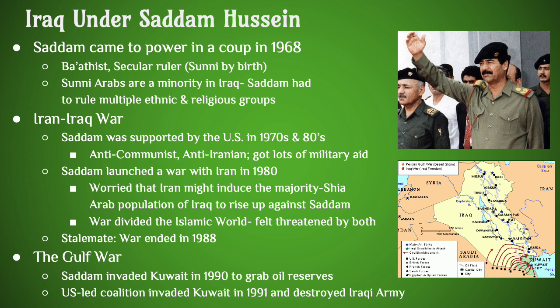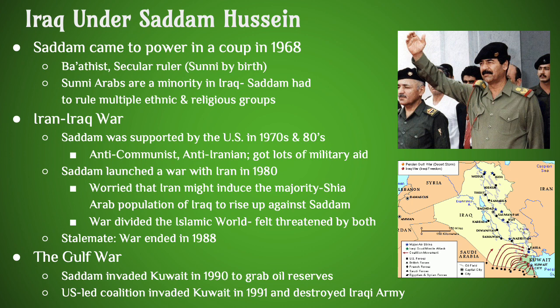Saddam decided to launch a war against Iran in 1980, and we liked that too because the Islamic Revolution had just happened and we didn't like Iran. And so we thought it was great that Saddam would start this really brutal, horrific war. Saddam was worried that this new fundamentalist Islamic Iran might induce the majority Shia population in Iraq to rise up.